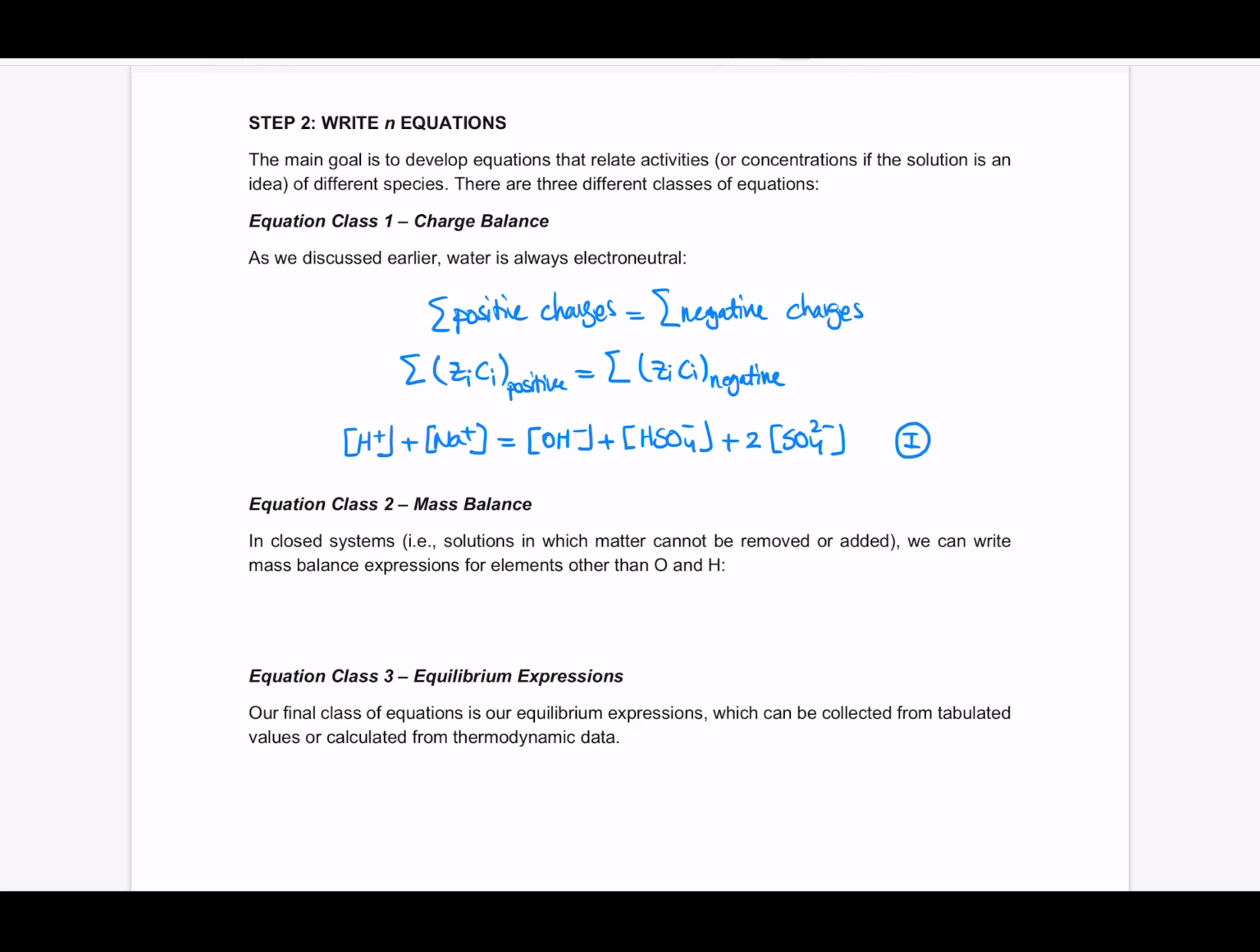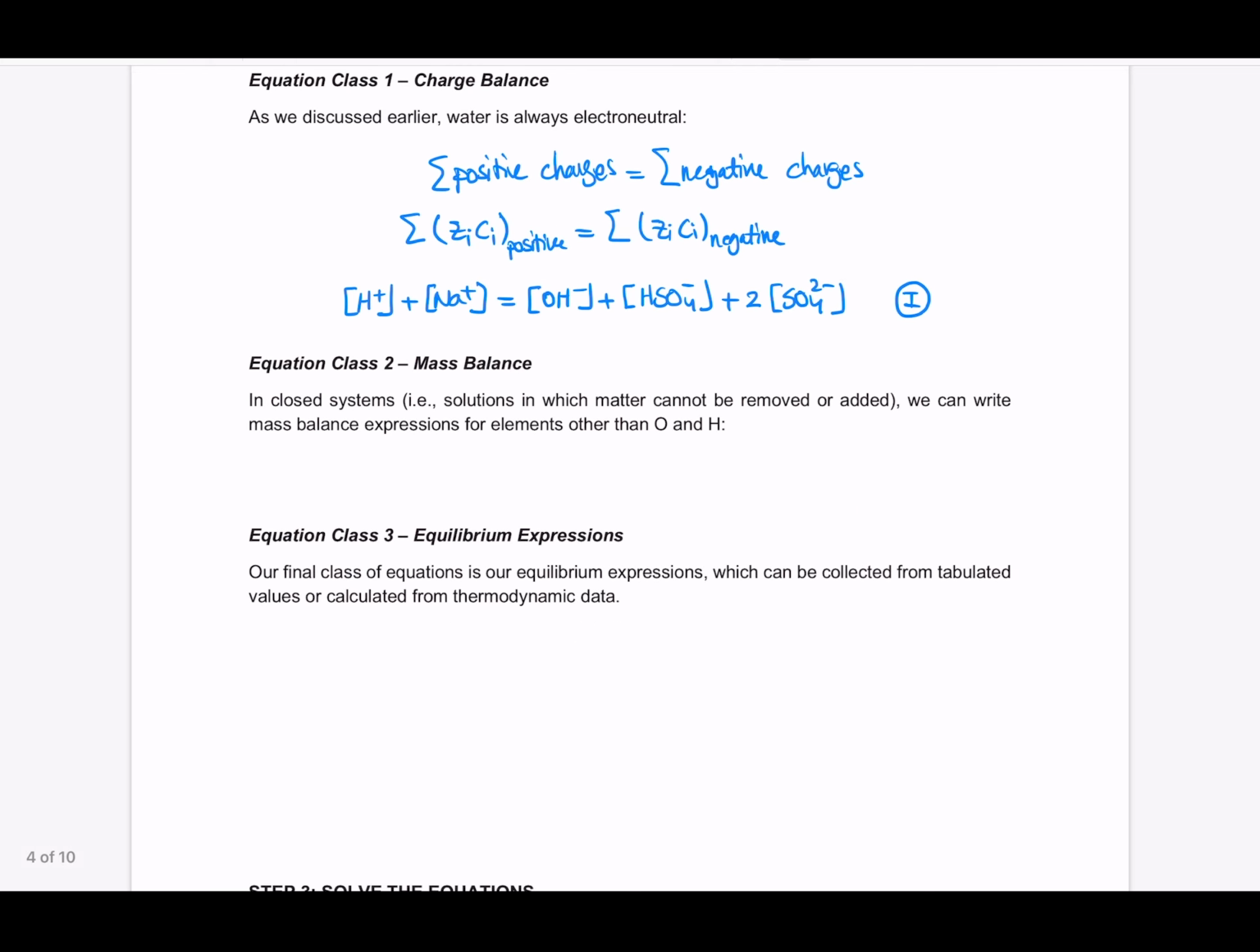So the second class is basically mass balance, conservation of mass. It's something that is applied also in our system. But here, keep in mind, we're talking about closed systems.